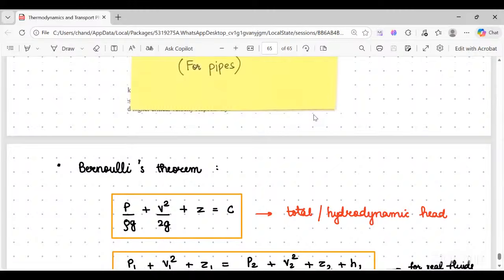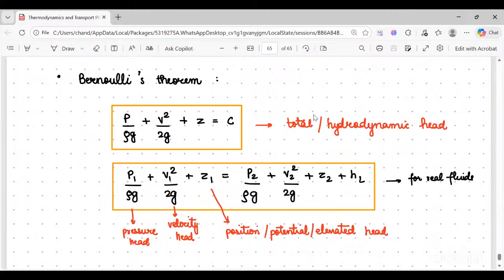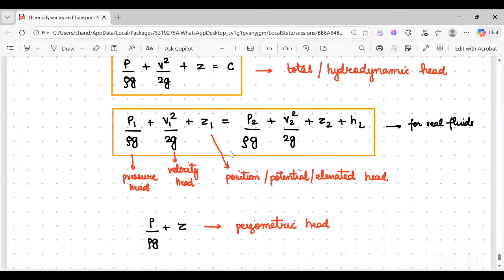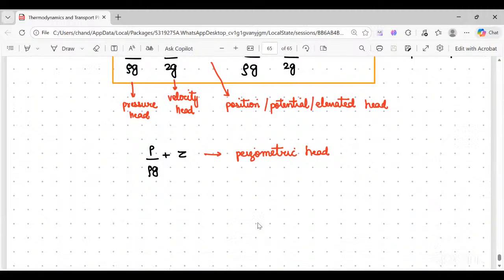This is for pipes. Bernoulli theorem: P by rho g plus V square by 2g plus Z is equal to C. P1 by rho g plus V1 square by 2g plus Z1 is equal to P2 by rho g plus V2 square by 2g plus Z2 plus HL, where HL is the head loss for real fluids. This is called the pressure head, this is the velocity head, and this is the potential head. P by rho g plus Z is nothing but the piezometric head.